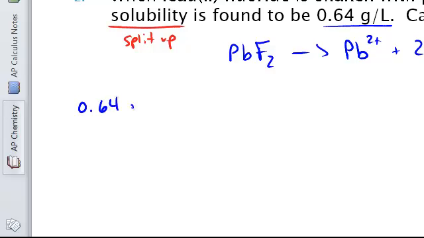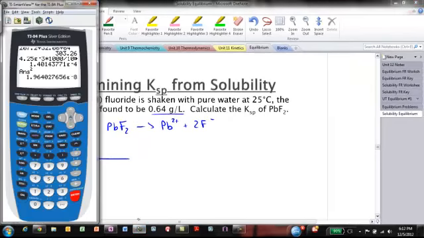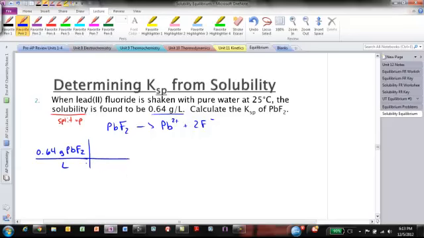So we're going to take 0.64 grams of PbF2 per liter, and we've got to change this to moles per liter. So we need the molarity, or the molar mass of lead 2 fluoride. I didn't put the decimal place in. Alright, 245.2.